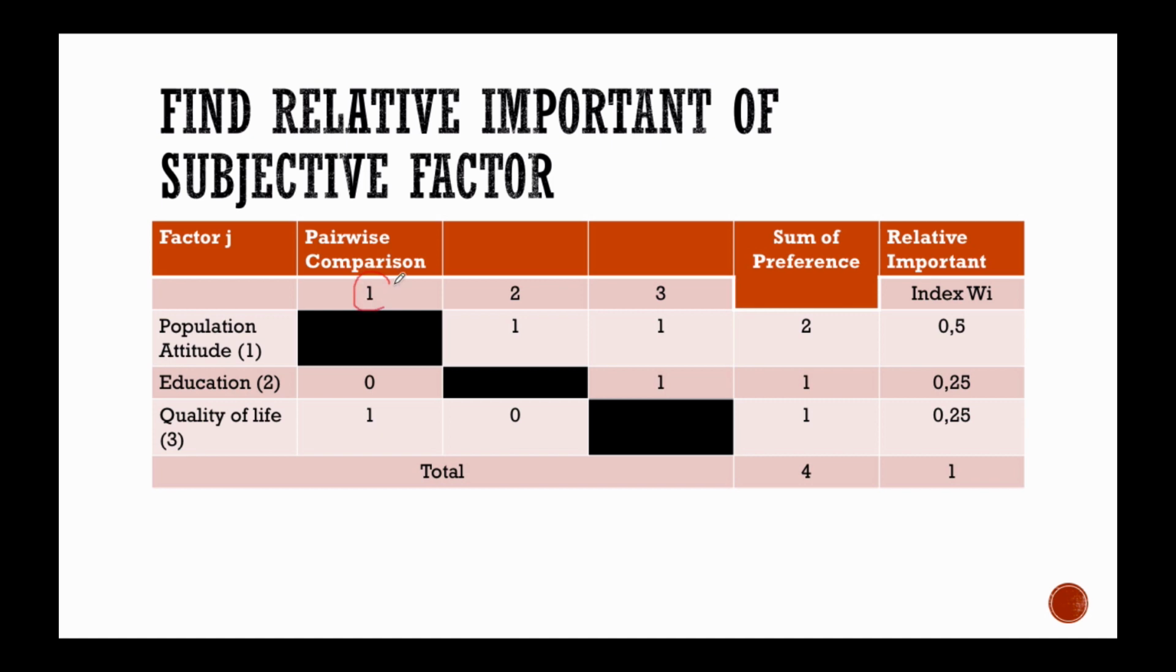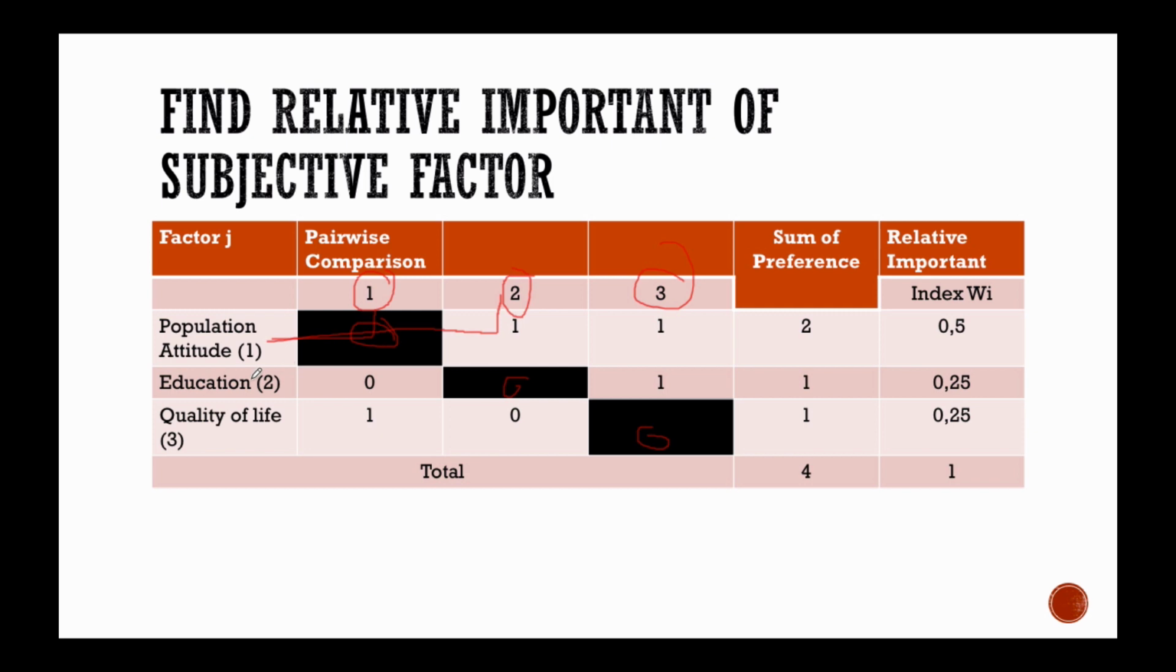Here it is the population attitude, here is education, and also this one is quality of life, and we cannot compare each other when the factor is the same, so I give the black color here because we cannot compare this one. By using the pairs comparison, we try to compare the population attitude with the education.